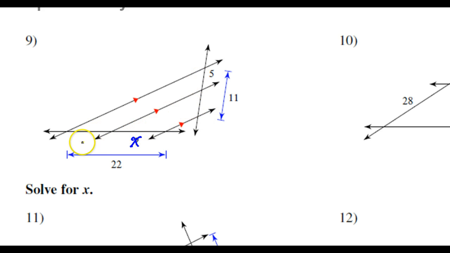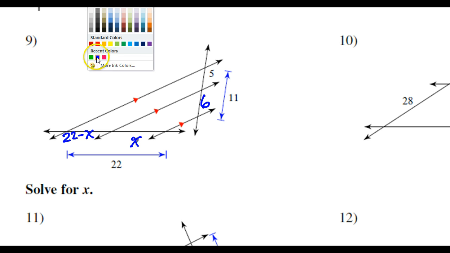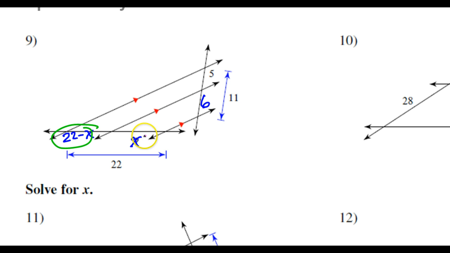We need to do the side splitter type theorem. So if this whole is 22 and we call this x, what would be an expression for this portion on the left? That's going to be 22 minus x, the whole minus the part that you've got. Over here we need this portion, but we can actually do 11 minus 5, so we know that's going to be 6. So, according to the proportionality theorem, these two should be proportional to these two. So let's set it up.